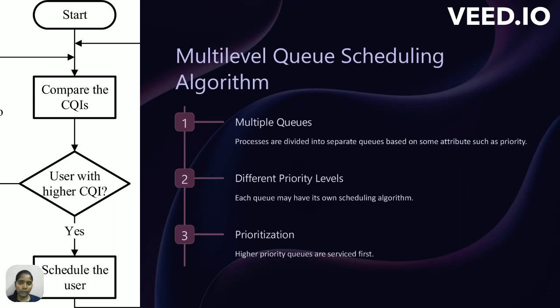Multi-level queue scheduling algorithm. The first one is multiple queues. Processes are divided into separate queues based on some attributes such as priority. The second one is different priority levels. Each queue may have its own scheduling algorithm. Prioritization: higher priority queues are served first.